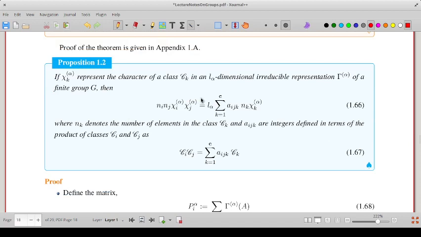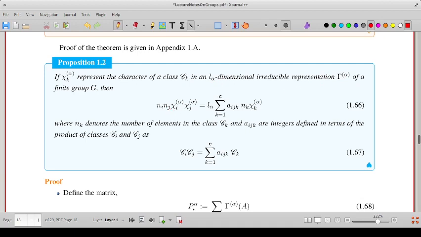And these characters also satisfy another important property, which will be used later in finding out the irreducible representations and finding the character table. Let chi k alpha represent the character of the class Ck in the irreducible representation gamma alpha of a finite group, and let L alpha denote the dimension of this representation.